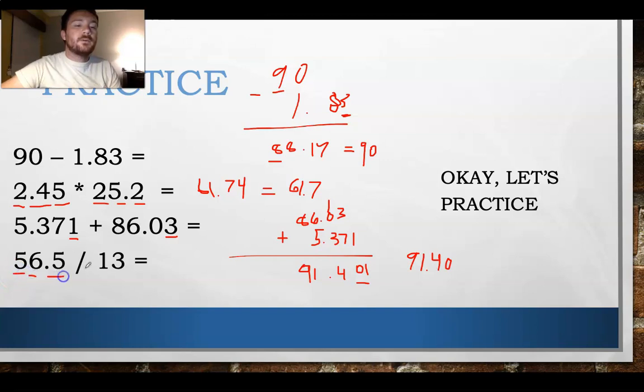1, 2, 3. This has 2. So your answer must have 2 significant figures. I type it in my calculator, 56.5 divided by 13, and I get this crazy number of 4.3461538 something. Okay. And rounding to 2 significant figures, that would be 4.3. That's your final answer.